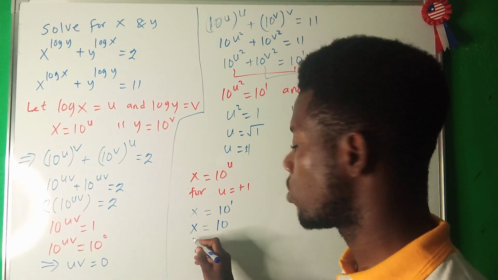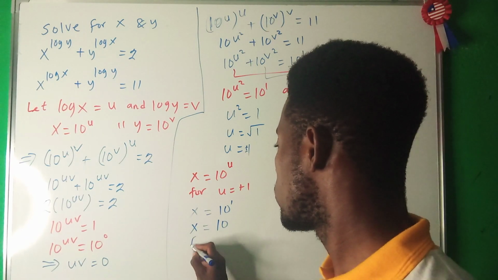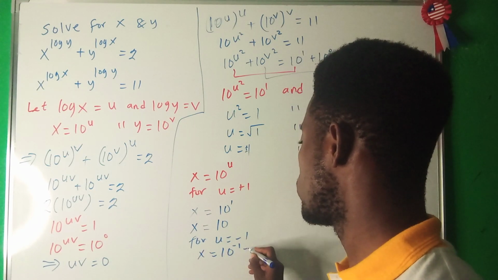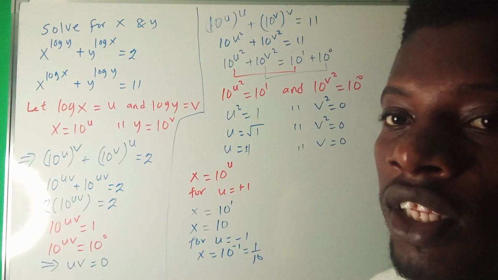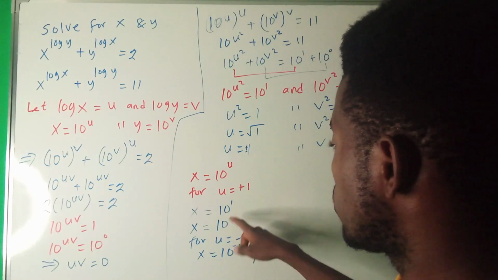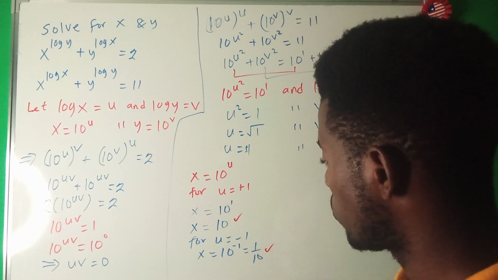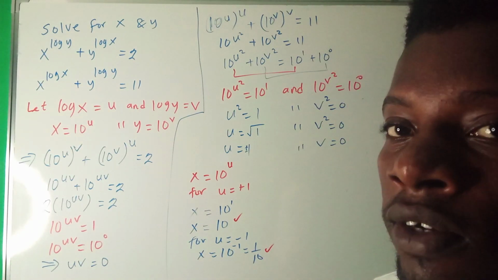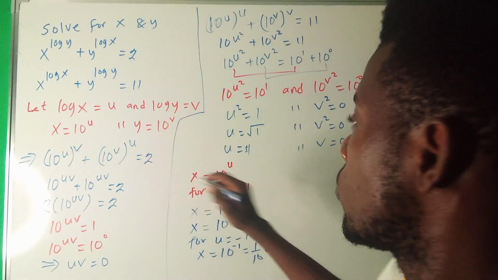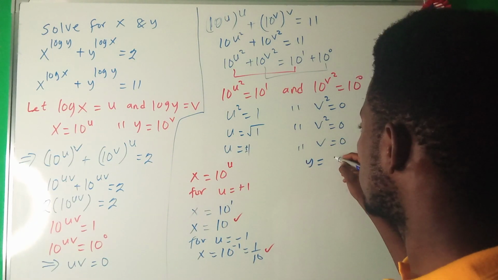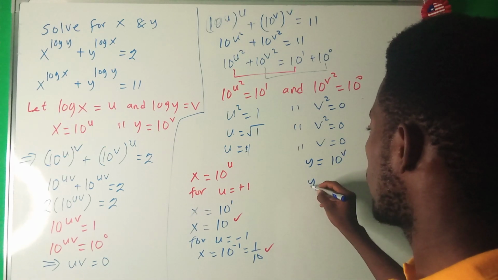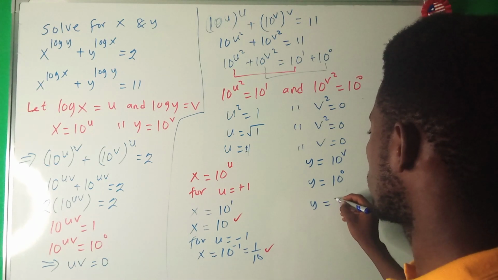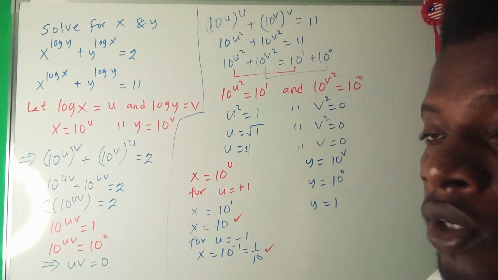And then for u equals negative 1, x is equal to 10 raised to the power of negative 1, which is 1 over 10. Great. So x is either equal to 10 or x is equal to 1 over 10. We'll move on to find the value of y. So y is equal to 10 raised to the power of v. Y is equal to 10 raised to the power of, and v is 0. So y is equal to 1. 10 raised to the power of 0 is 1.